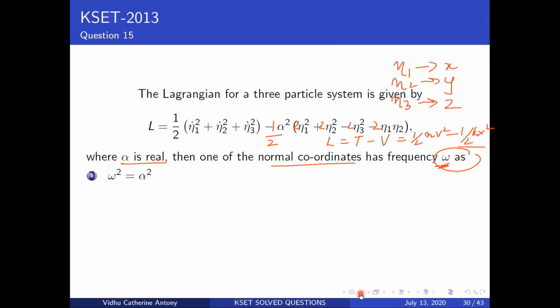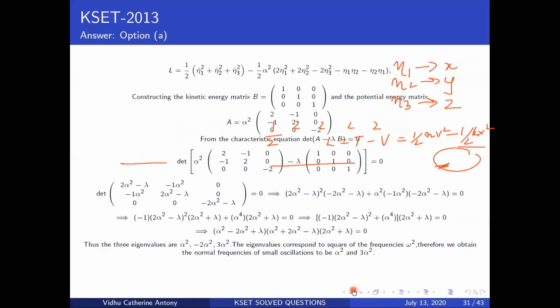Is it omega squared equal to alpha squared? Omega squared equal to 2 alpha. What is the omega squared value of this? So let's proceed. This is a small oscillations problem.